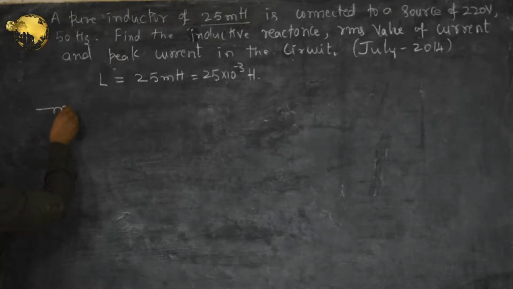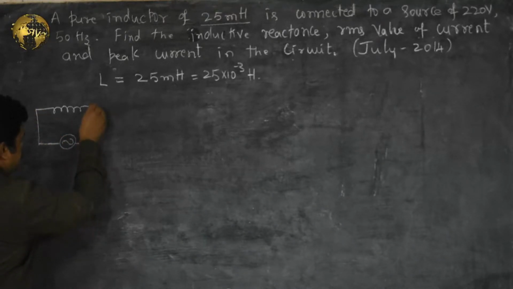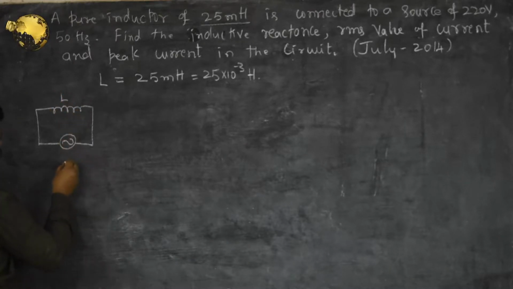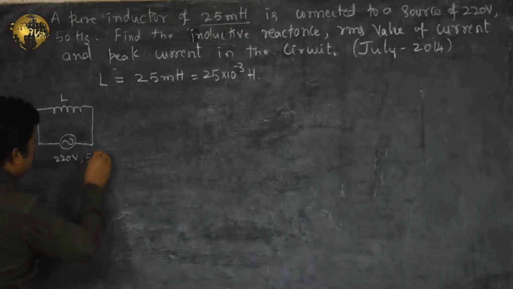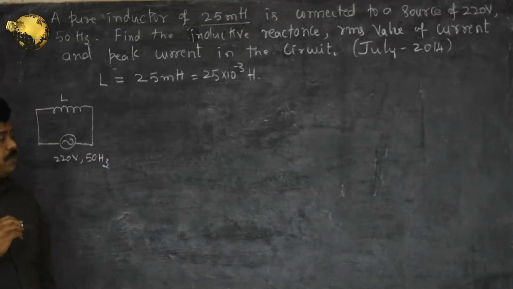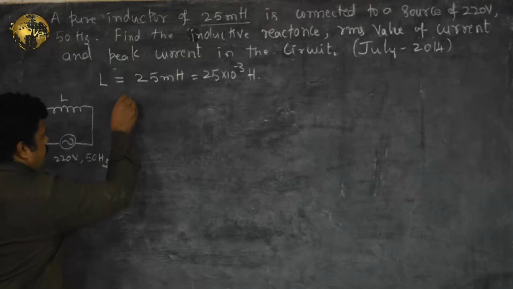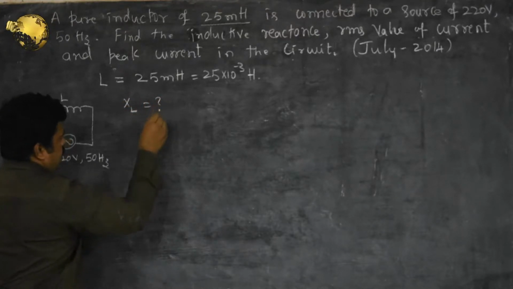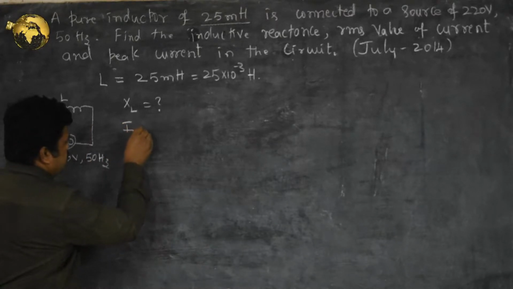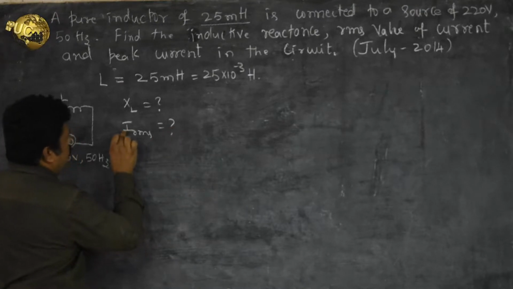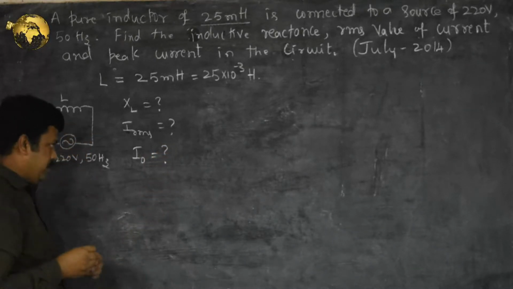Only the inductor is connected here. The inductor is represented in the circuit like this, connected to an AC source of 220 volt, 50 hertz. Find the inductive reactance, represented by XL, the RMS value of current, that is I RMS, and then the peak value of current, that is IP, or you can also represent it as I naught.